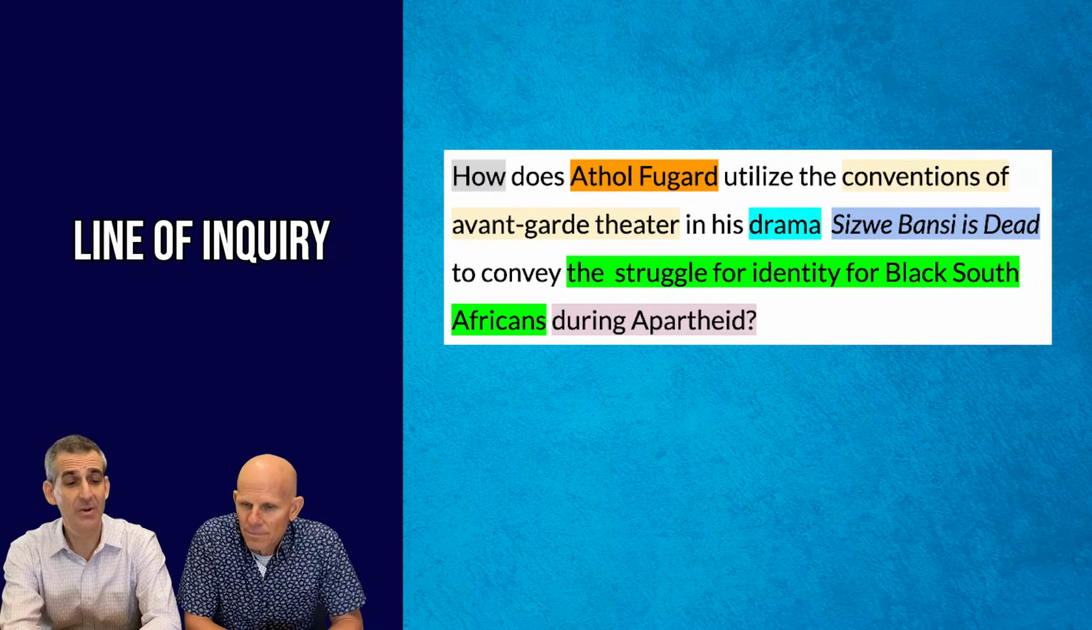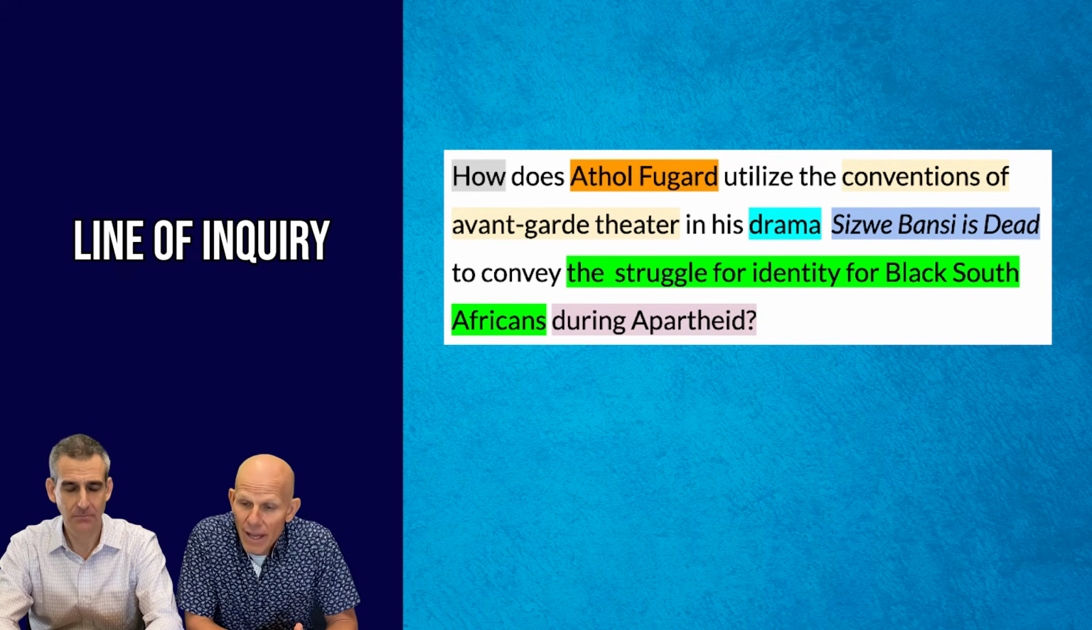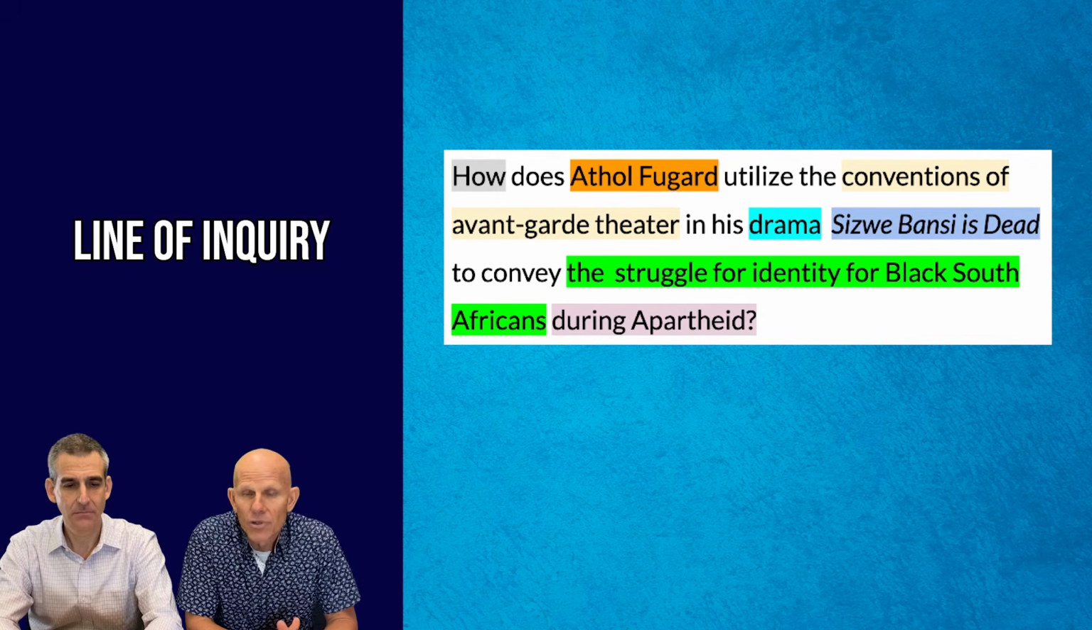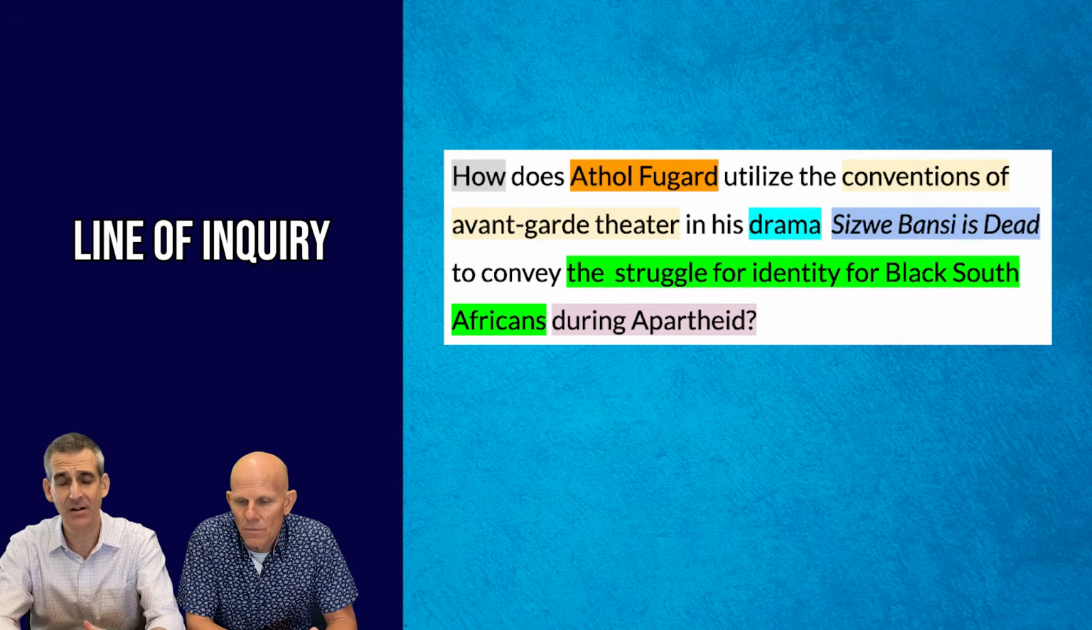Absolutely. Mr. Giles, can we just remind our viewers of the line of inquiry that we're working with? Sure. Here it goes. How does Athol Fugard utilize the conventions of avant-garde theater in his drama Sizwe Banzi Is Dead to convey the struggle for identity for Black South Africans during apartheid? Yeah, really nice line of inquiry. We've talked about that in previous videos. It has the 7 components. It has this rich idea in green, and of course, focusing on the conventions of avant-garde theater. That is our literary focus for this paper, okay?